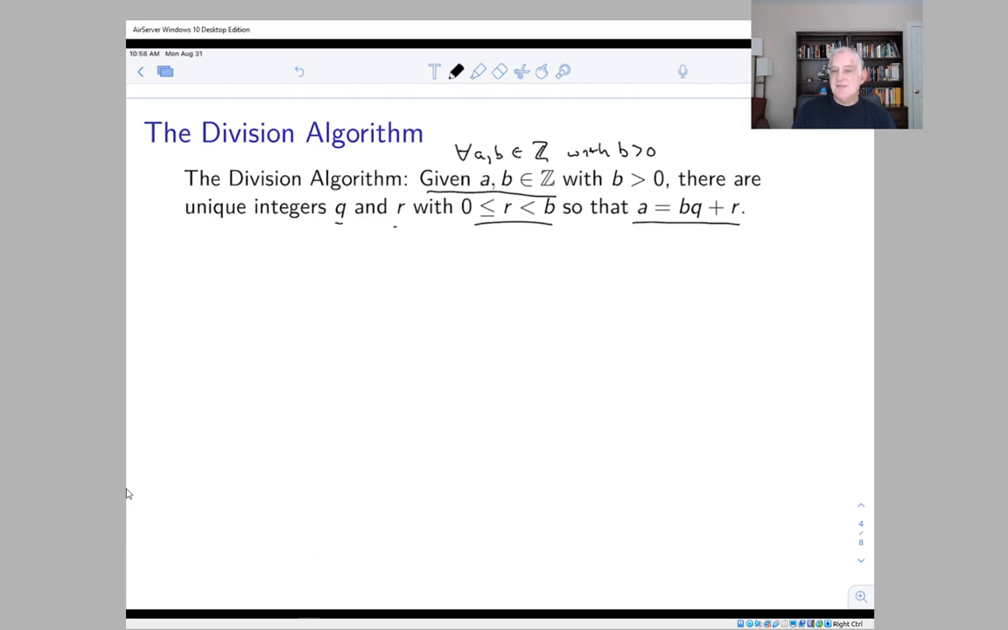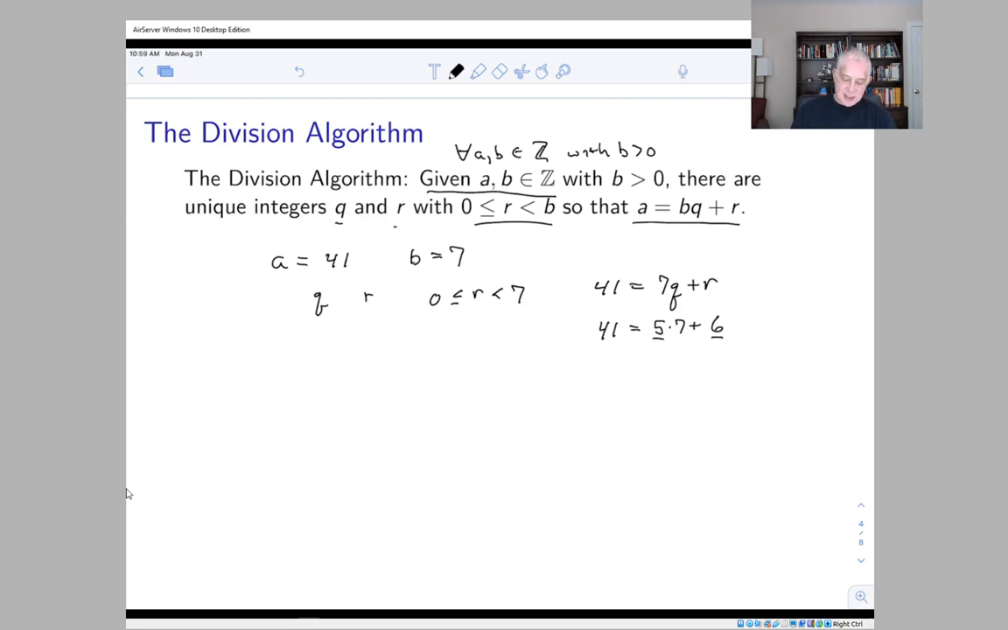What is this saying? This is division with remainder. So let's test it out. Suppose a is 41 and b is 7. Then what this is saying is that there's a q and r. r has to be between 0 and strictly less than 7, so that 41 equals 7q plus r. Well, how do you figure those out? You take 41 and divide it by 7, and you get 5. So 41 is 5 times 7 plus 6. So its quotient is 5 and its remainder is 6.